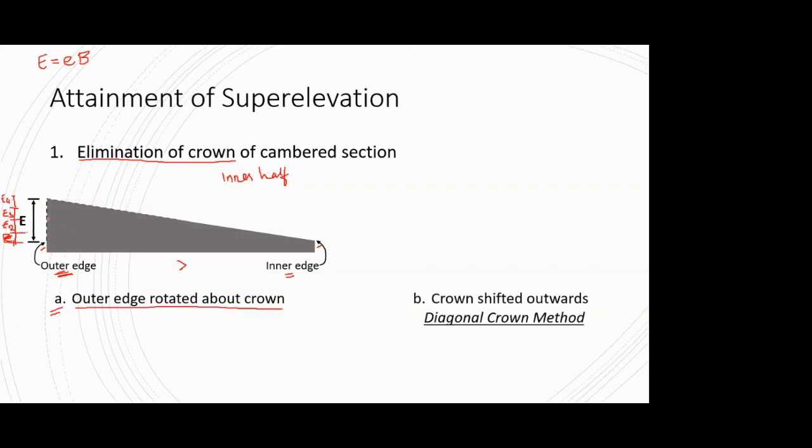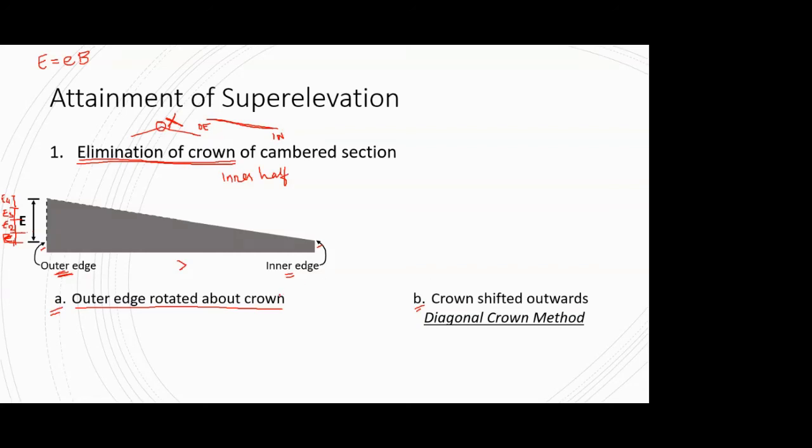Okay. Now the second method, or method number B, in this elimination of crown itself, is that now we have understood what we actually mean by this elimination of crown: whatever is the pointed apex that you have for your pavement initially, you have to remove it such that you get a uniform slope starting from the outer edge to the inner edge. So that is nothing but this elimination of crown. So in method number B also, we are going to do exactly the same thing, that we are going to eliminate this crown and give a slope from outer edge to inner edge.